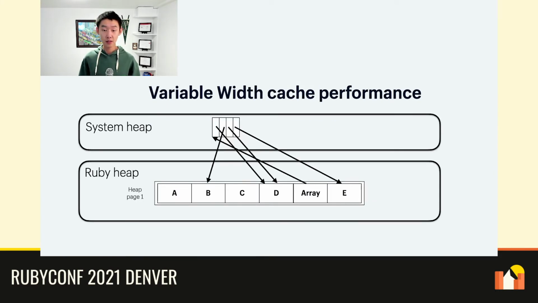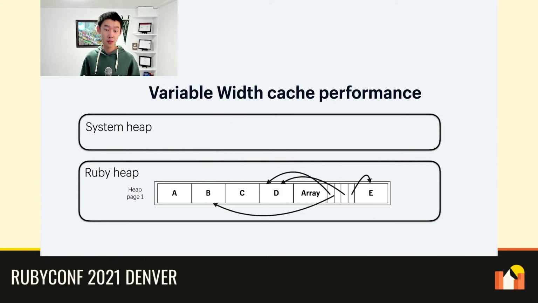Now, let's look at how the memory layout changes when we use variable width allocation. Here we see the array example again. What this project aims to do is to move the array's data from the system heap to the Ruby heap right after the object itself. So what does this accomplish for us? Well, we remove the need to do a malloc system call when creating the array object.